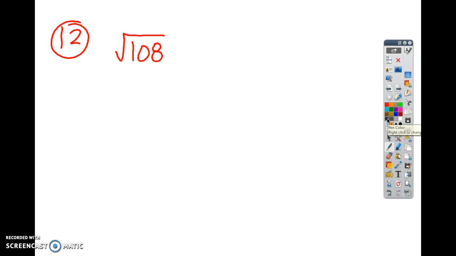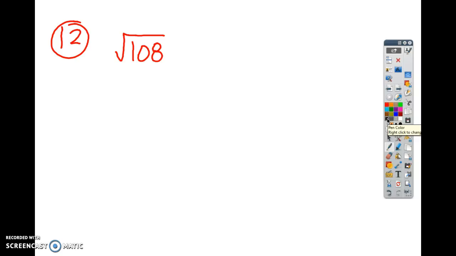Okay, so on the homework for simplifying radicals, let's see if you are able to do problem number 12, which is the square root of 108. I suggest you pause the video, try to do it on your own first, and then see if you got it right.